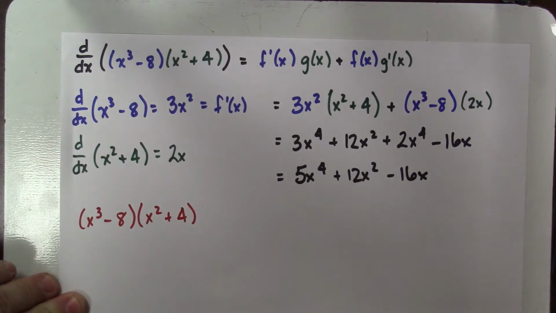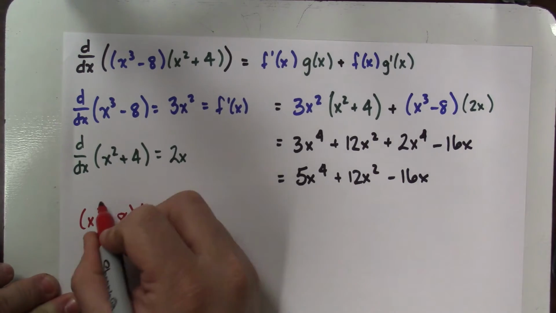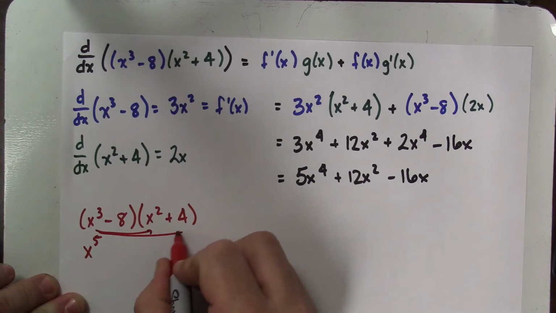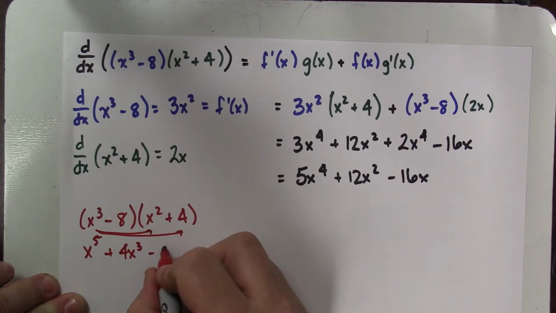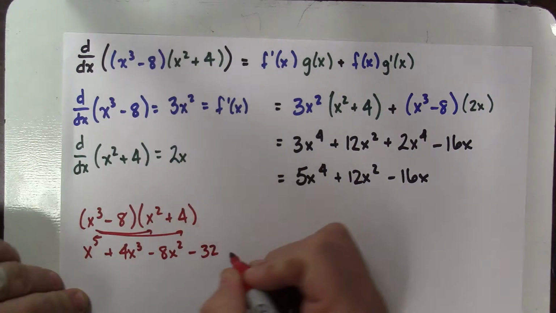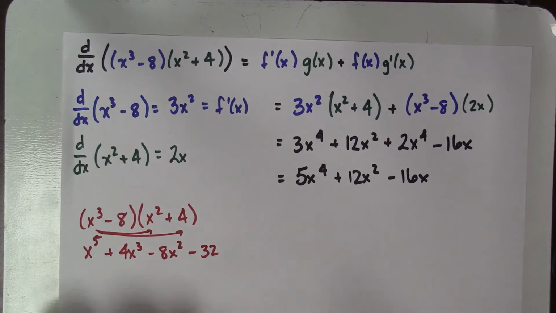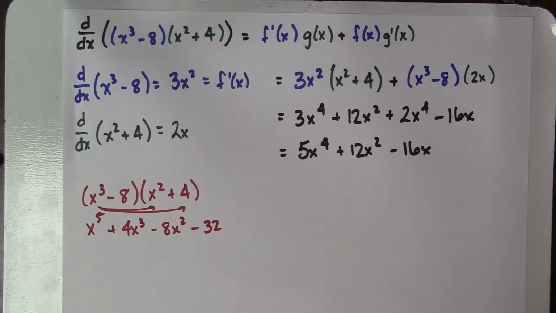So I'm going to distribute here, and I've got x to the 5th plus 4x cubed minus 8x squared minus 32. So just by FOILing that out, I got that. So this and this are now equivalent.